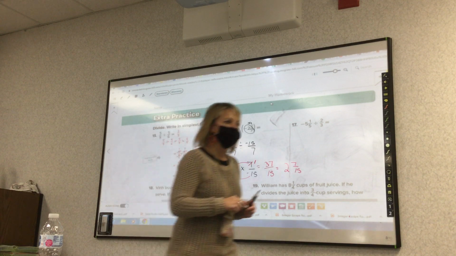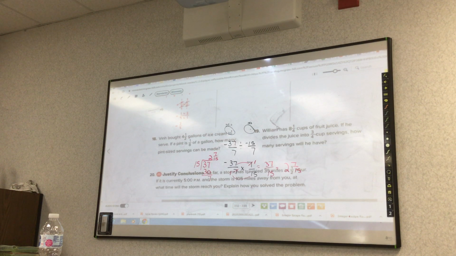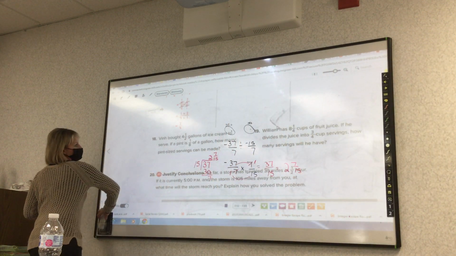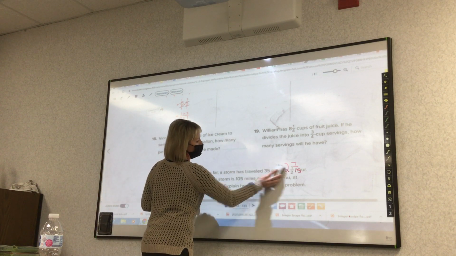Okay, make sure that you're going back and double checking for your signs. Number 18. Then he bought 4.5 gallons of ice cream to serve. If a pint is 1/8 of a gallon, how many pint size servings can he make?